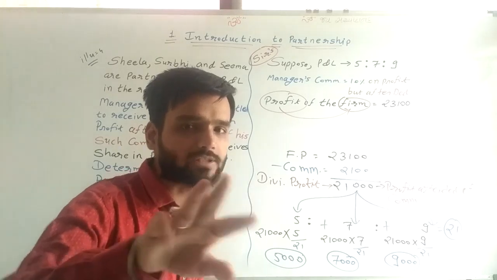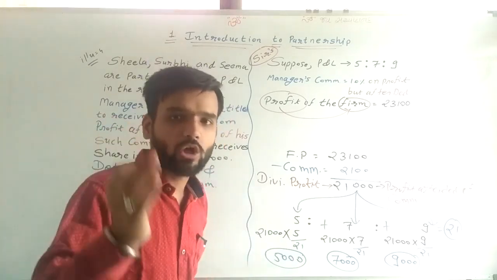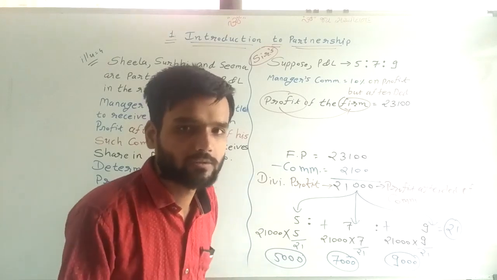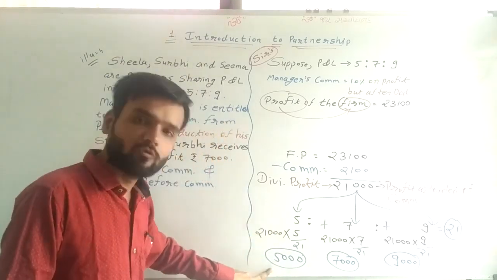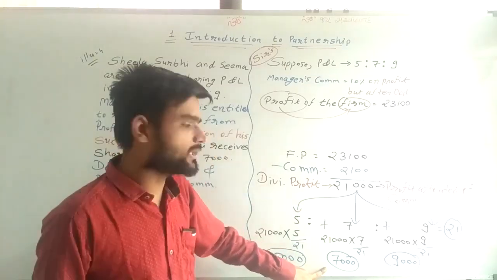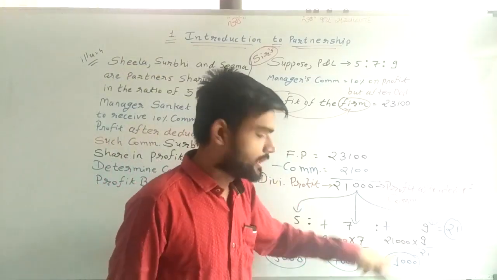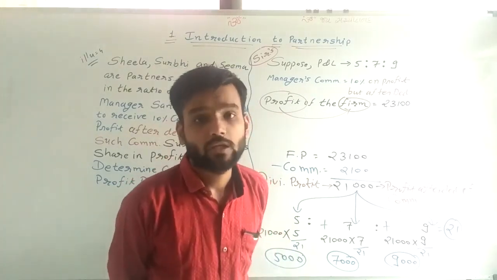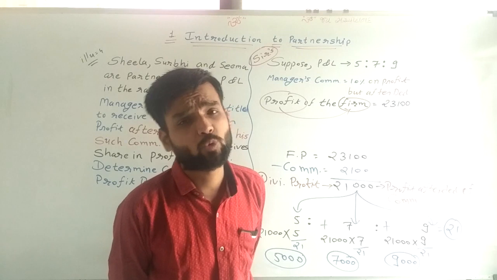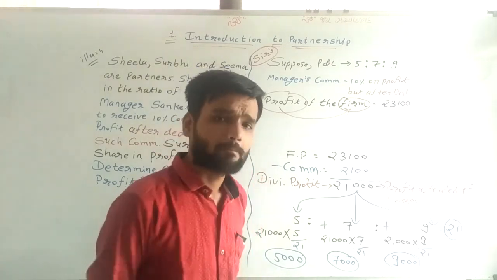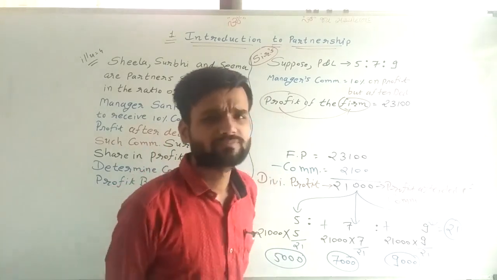Now my third question's answer is also clear. What amount of profit is received by which partner? So the first partner received 5,000 from the profit. The second partner received 7,000 from the profit. The third partner received 9,000 from the profit. Now, very important thing. My third answer is completed.